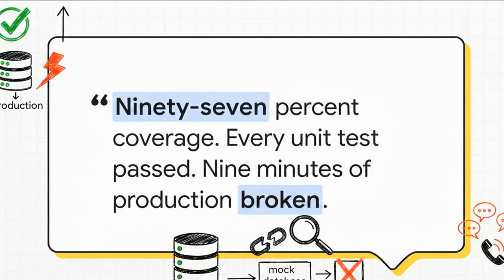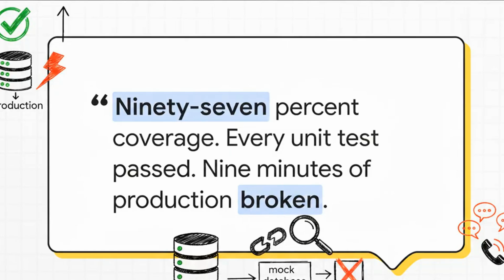Picture this. You just pushed your first big feature. You check your GitHub Actions pipeline, and it's this beautiful bright green. You've got 97% test coverage. Every single unit test passed flawlessly. So you deploy to production. And then your Slack absolutely blows up. 9 minutes of production downtime.